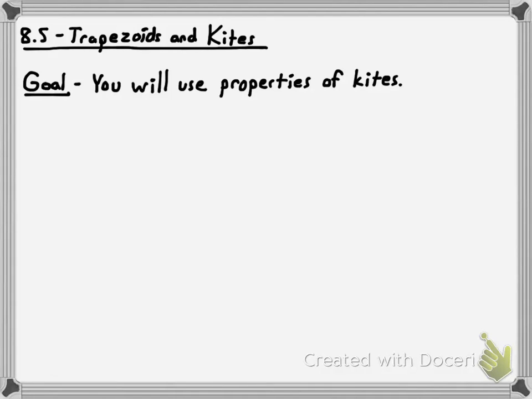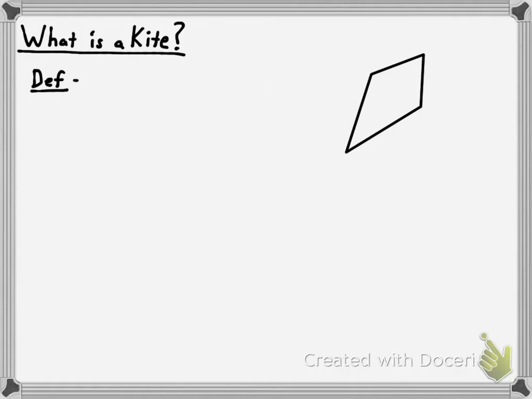Welcome. We're going to be talking about trapezoids and kites again in this video, and really, we talked about trapezoids in our previous video for section 8.5, and now we're going to be focusing on kites and the properties of kites. So what is a kite? What are the properties for the sides, the angles, and the diagonals of a kite? Well, let's get into what a kite is right off the bat.